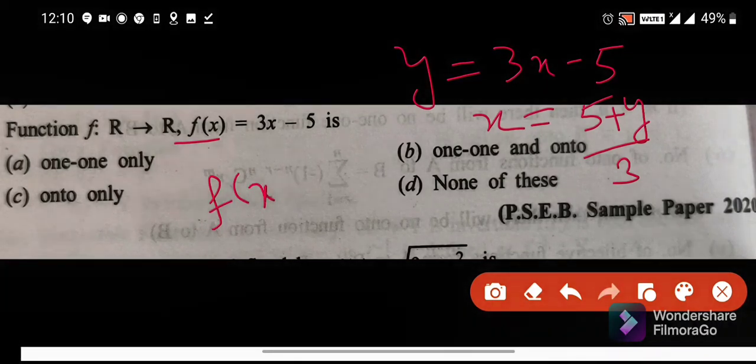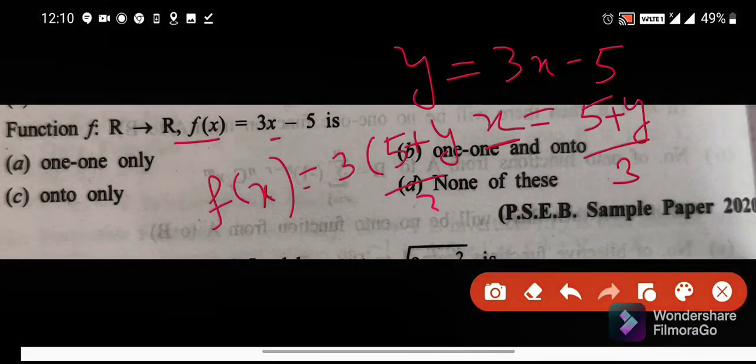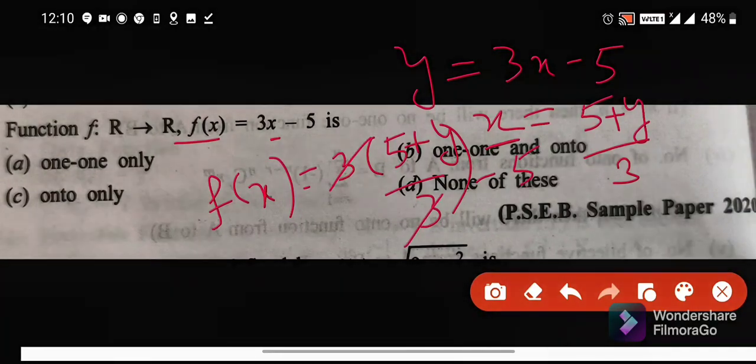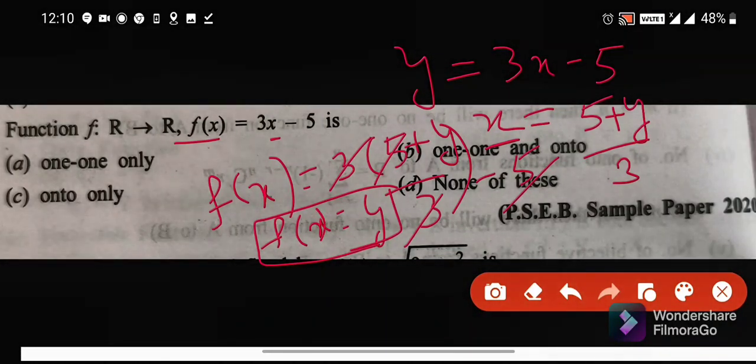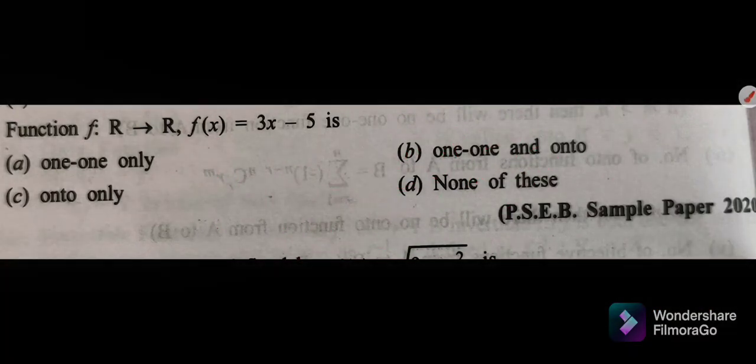Now f(x) is equal to 3. Put the value of x: 5 plus y by 3 minus 5. The 3s cancel, and the 5s also cancel. Then f(x) is equal to y. Now if f(x) is equal to y, then it is an onto function. So f is both one-one and onto. So B is the correct option.